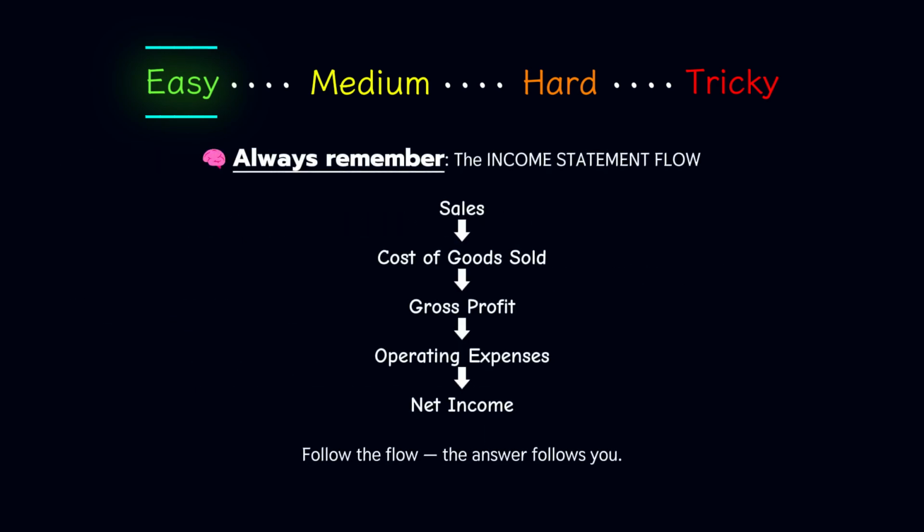So here's what I want you to notice. Every income statement question flows in the same order. Sales minus COGS equals gross profit minus operating expenses equals net income. If you follow the flow, the question solves itself. Let me give you one final exam reminder before we move on. Sales create gross profit. Expenses reduce net income. And if you mix those up, the whole statement falls apart. If these questions feel easy, that's exactly where you should be. Now we're ready to level up.